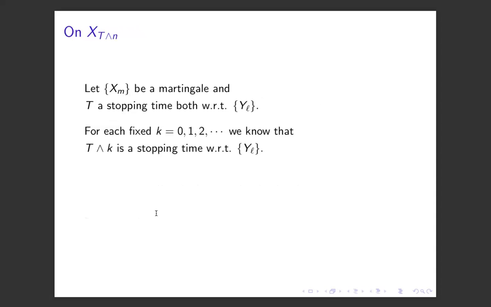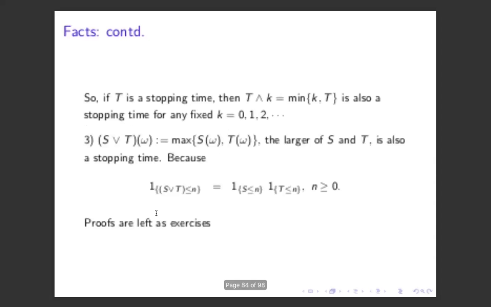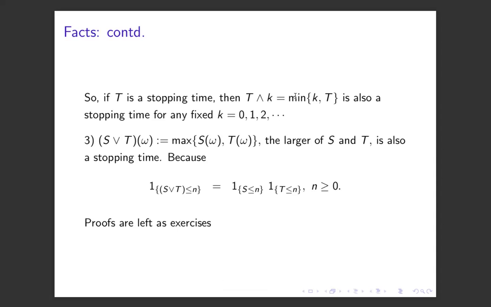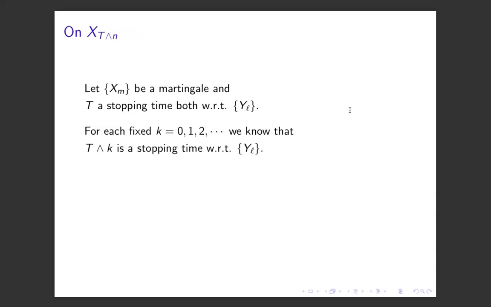Okay, now we will look at the process X sub t wedge n. Remember, we have already observed that if t is a stopping time, t wedge k, that is the minimum of t and k, is also a stopping time. So now let us say the process X is fixed, some stopping time t is fixed, and n is going to vary. In other words, instead of stating it as a proposition and proof, the proof is going to come first and then the proposition for a change.